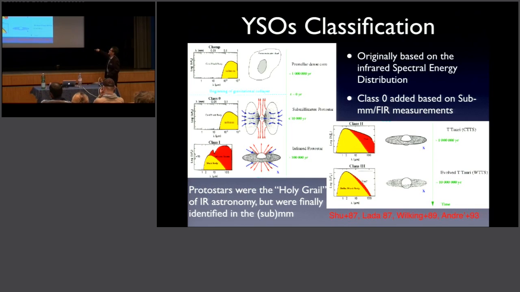The ratio of the numbers that I gave yesterday is more or less that you have a factor of 5 to 10 fewer objects in the class 0 stage than in the class 1 stage, and again, a factor of 5 to 10 fewer than in the class 2 stage, typically in young star-forming regions. And this means that, roughly speaking, the ratio of the evolutionary timescales of these three phases is each a factor of 10. This is very rough because it assumes a constant star formation rate, which we know is not the case in most cases.